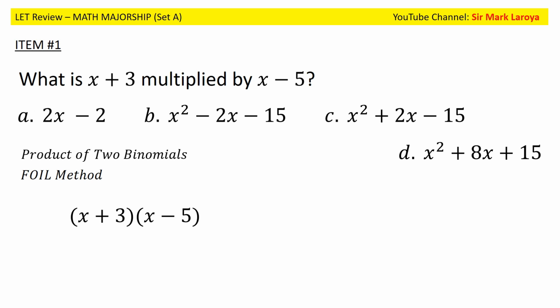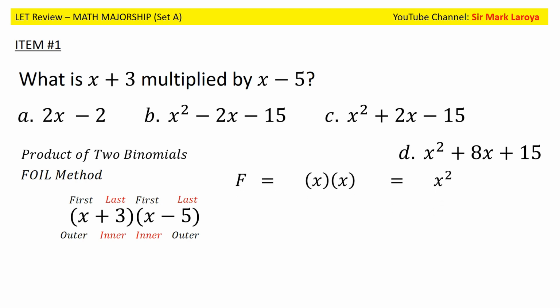Wherein, sa FOIL natin, ibig sabihin nun, you have the first terms, outer terms, the inner terms, and the last terms. So, ang gagawin lang natin, ipagmumultiply natin yung parehong first terms, parehong outer, inner, at last terms. Okay? So, yung first terms natin, yung parehong x, sa ating dalawang binomial, x times x, it will be equal to x squared. So, pinagmultiply natin.